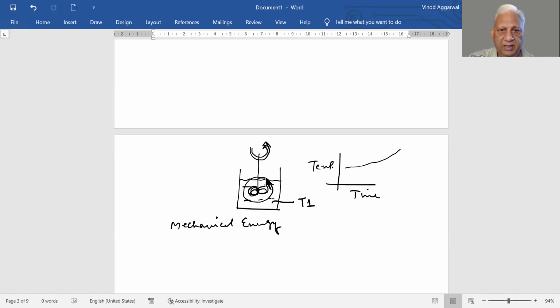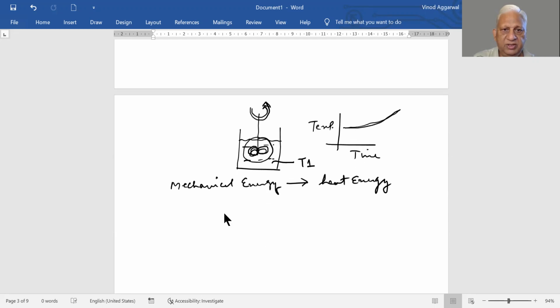Now what happens to this mechanical energy? This gets converted into heat energy. And hence, because mechanical energy is getting converted to heat energy, the temperature slowly goes up. So is there any relationship between mechanical energy and heat energy?